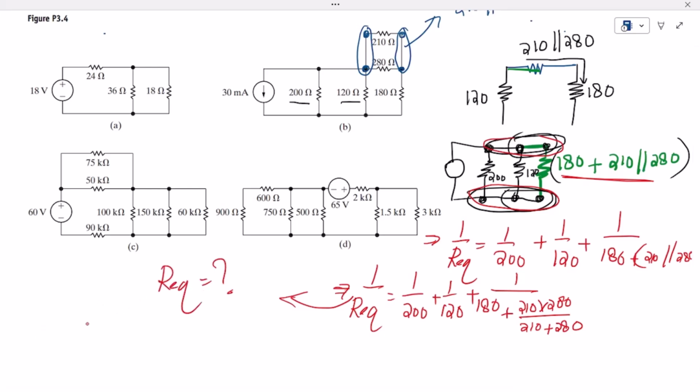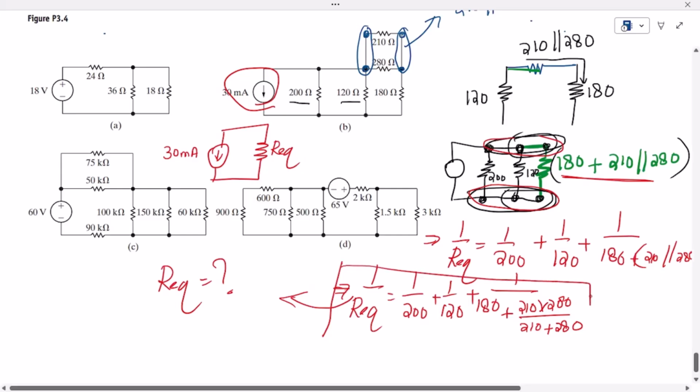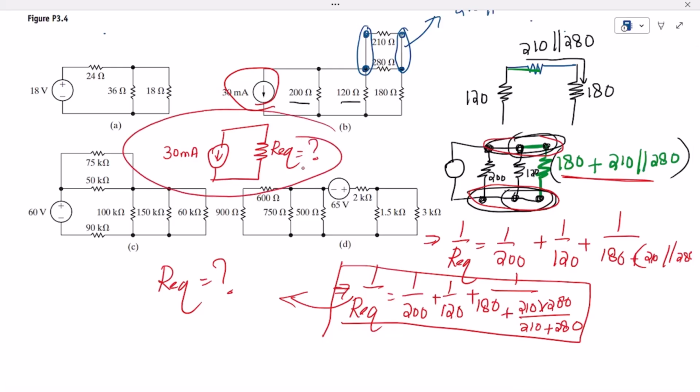Here is the current, which is 30 milliamps, and with it this R equivalent will be in series. You can find this calculation out and give the answer here. This is your task: calculate it and give me the answer.